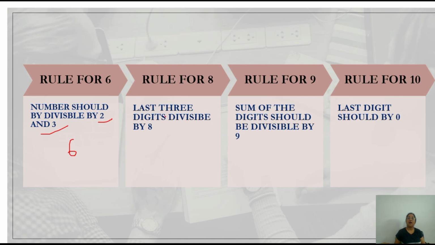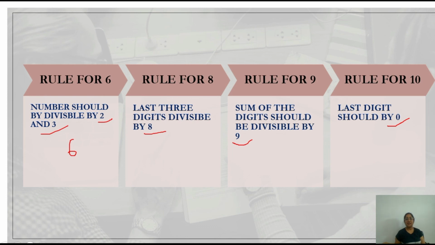Rule of 8: the last 3 digits should be divisible by 8. We have to check the last 3 digits of a number. If they are divisible by 8, then the number is divisible by 8. The rule of 9 is similar to the rule of 3. The sum of the digits should be divisible by 9. We will sum up all the digits of the number. If the sum is divisible by 9, then the number is divisible by 9. Rule of 10, the simplest one. We have to check that we have 0 at the ones place. If 0 is at the ones place, then the number is divisible by 10.